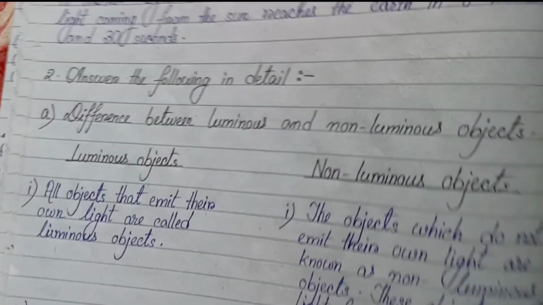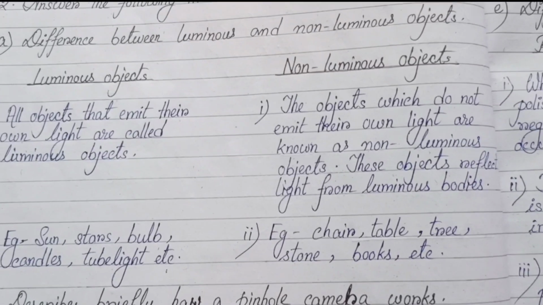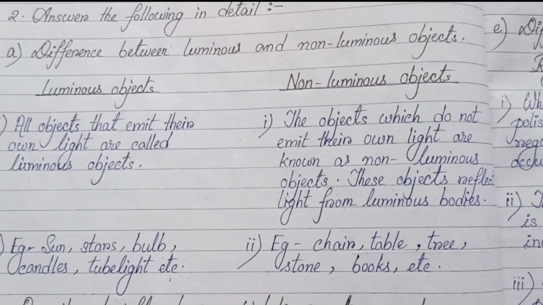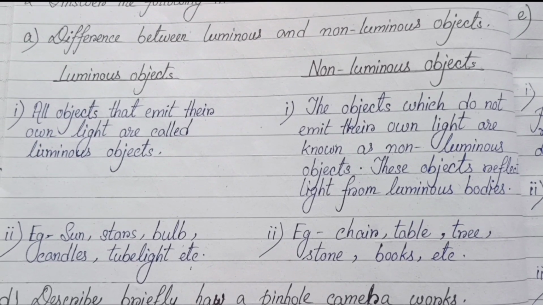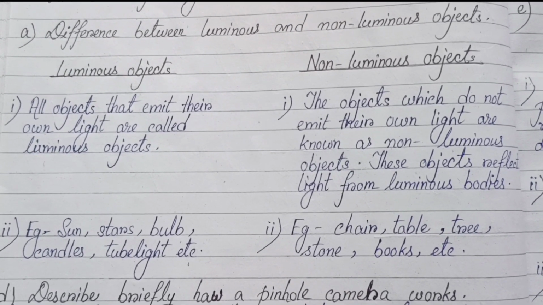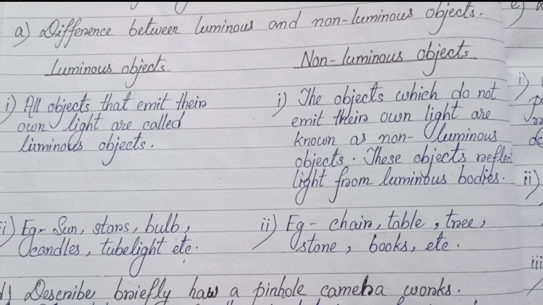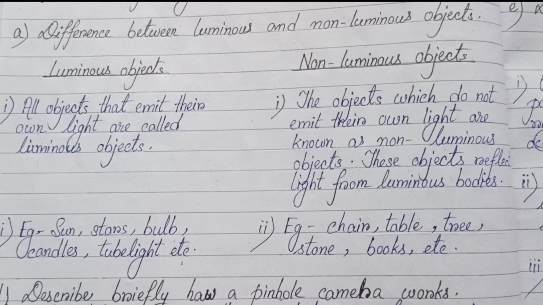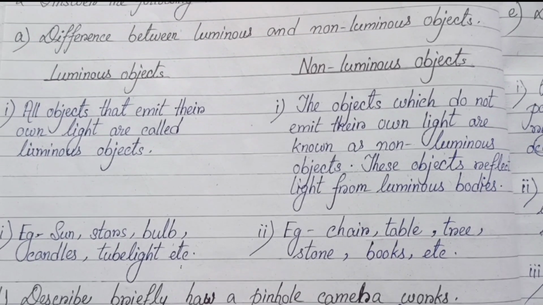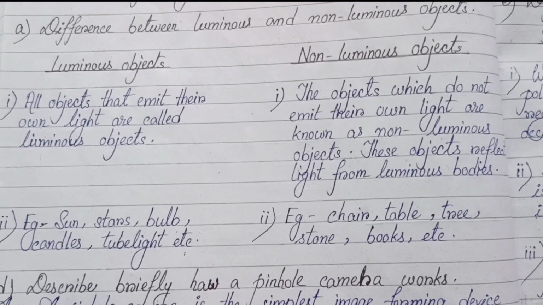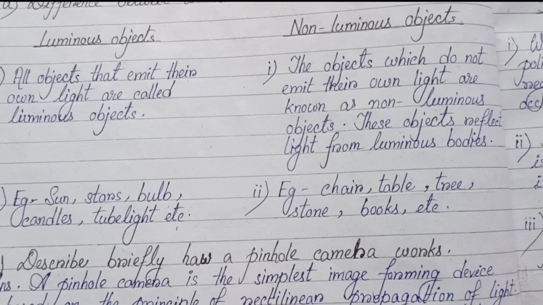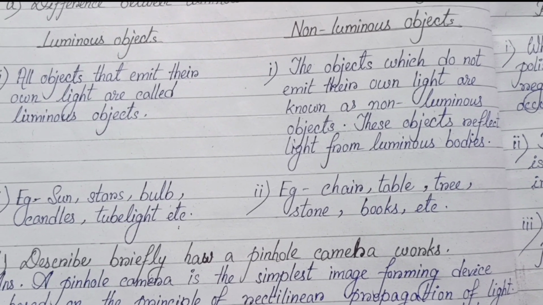Next, number 2. A. Difference between luminous and non-luminous objects. Luminous objects. Number 1. All objects that emit their own light are called luminous objects. Non-luminous objects. Number 1. The objects which do not emit their own light are known as non-luminous objects. These objects reflect light from luminous bodies.